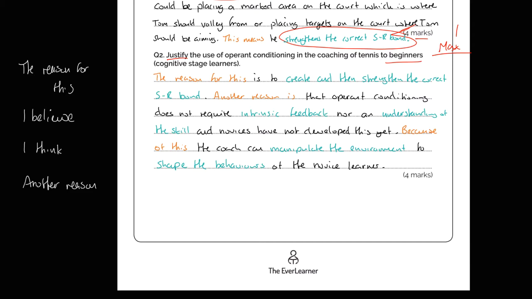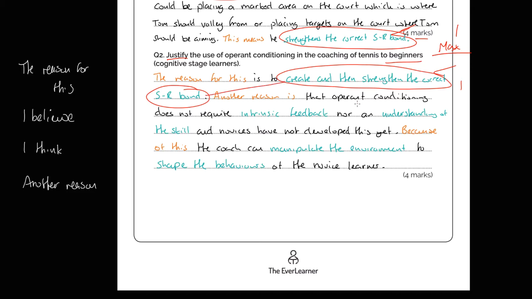So, I'm assuming you've read that if you're not just following on live. So the reason for this, I'm in my justify model, the reason for this, the orange doesn't have significance other than it's the language of the key skill. The reason for this is to create and strengthen the correct SR bond. Okay, let's link those two things up.